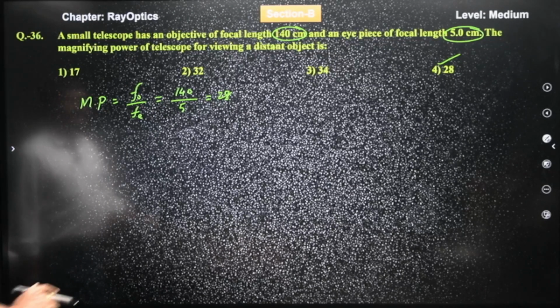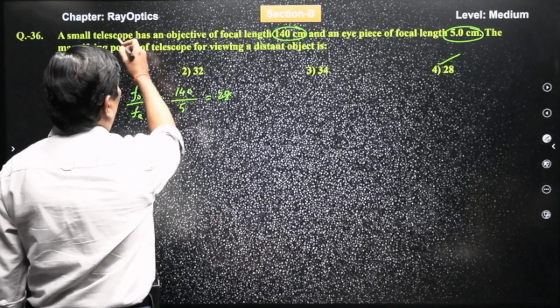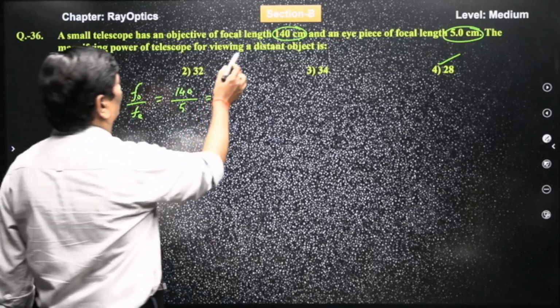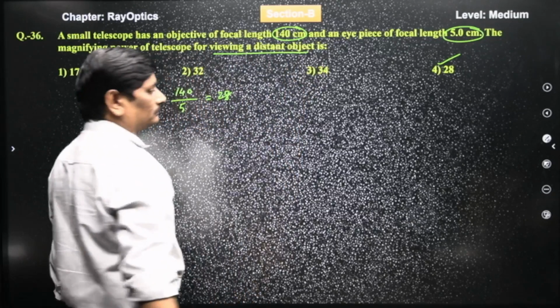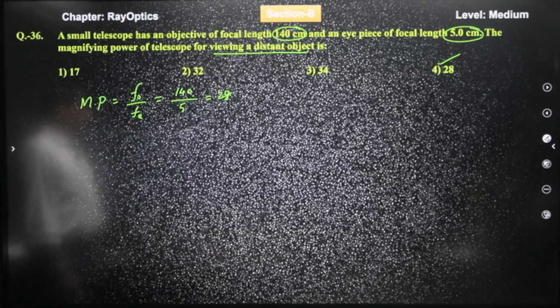Why are we taking this equation FO by FE? Because this telescope is adjusted to a distant object. That means the telescope is in normal adjustment, relaxed vision.